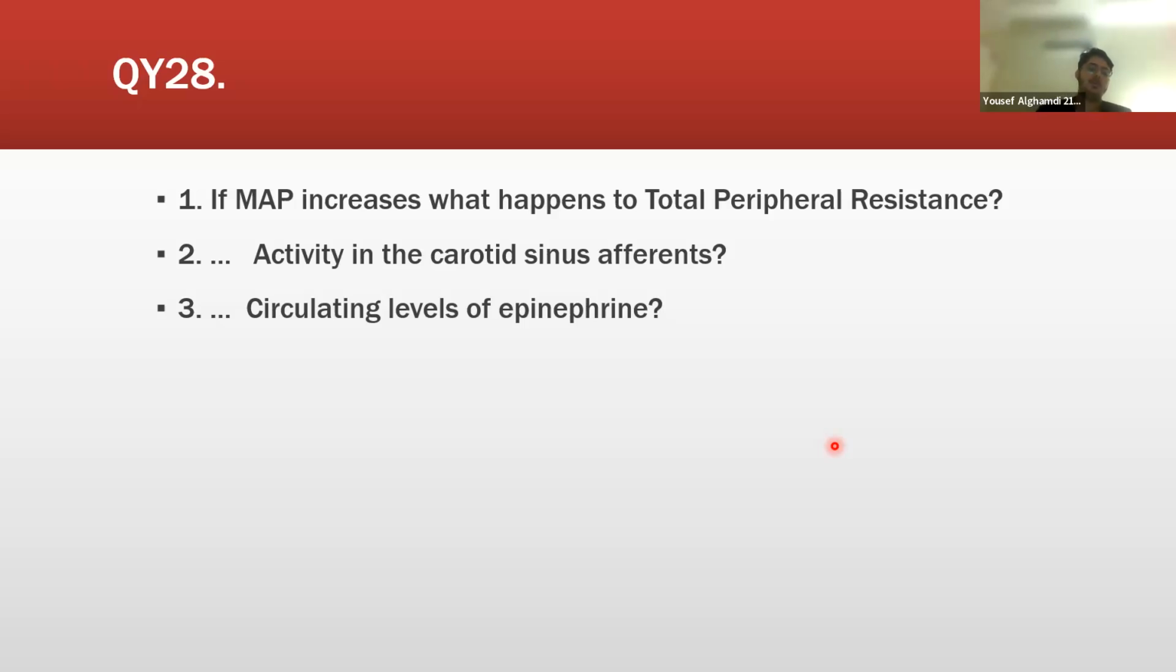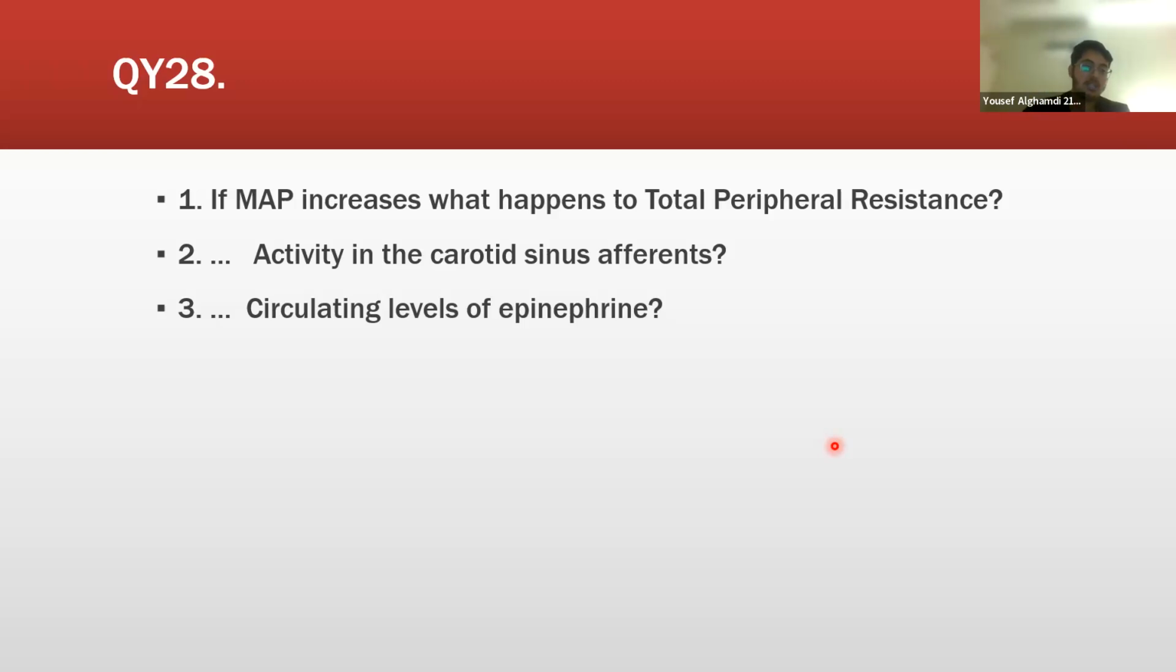So if mean arterial pressure increases, the TPR would decrease because there's more pressure in the arteries. So there's a lot of blood flowing through the arteries, so it will vasodilate, right? So the total peripheral resistance should decrease. Okay, what about the activity in the carotid sinus efferents? If the mean arterial pressure increases, what happens to carotid sinus? It would increase, right?